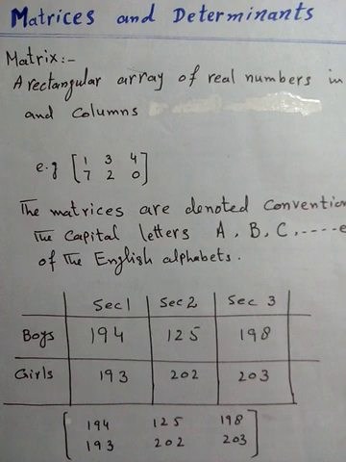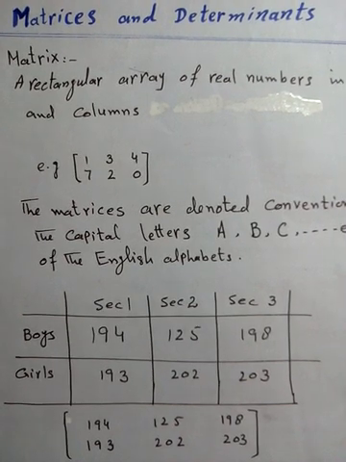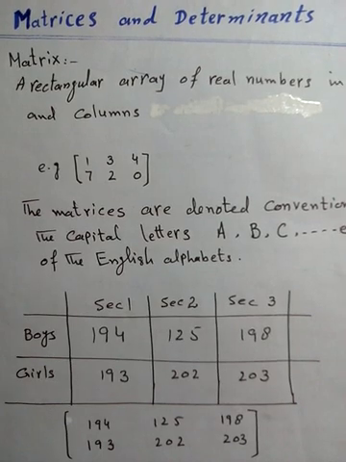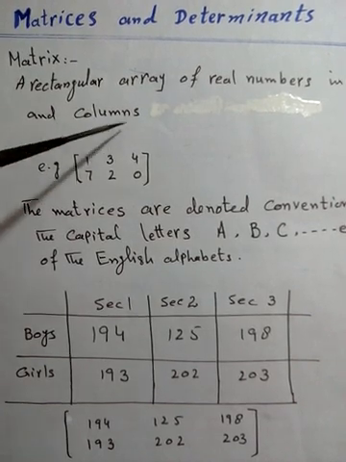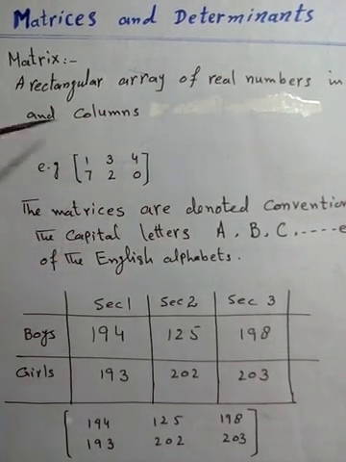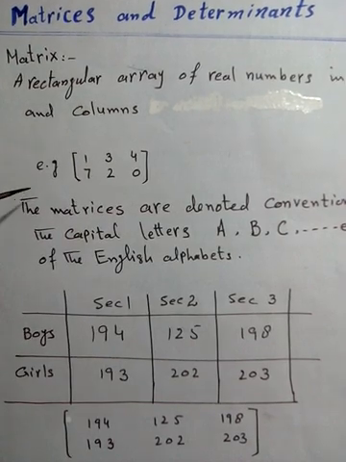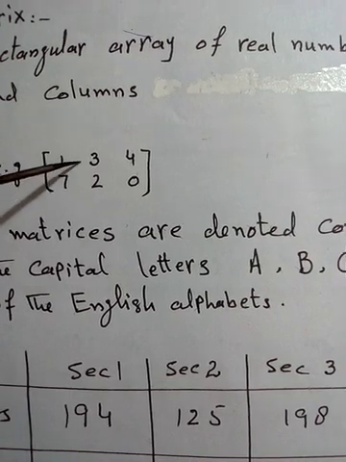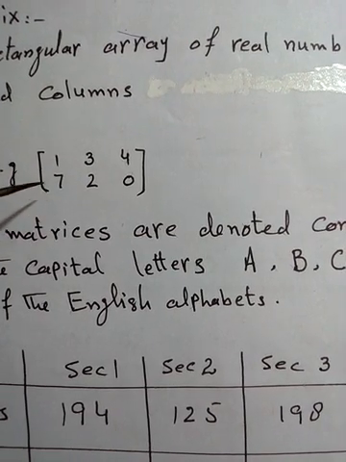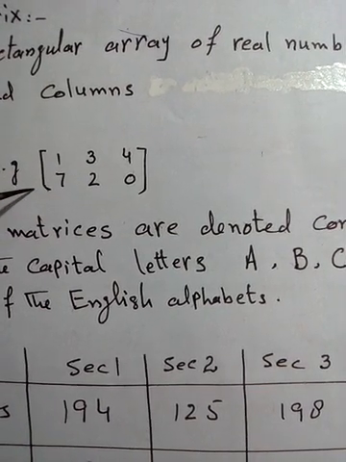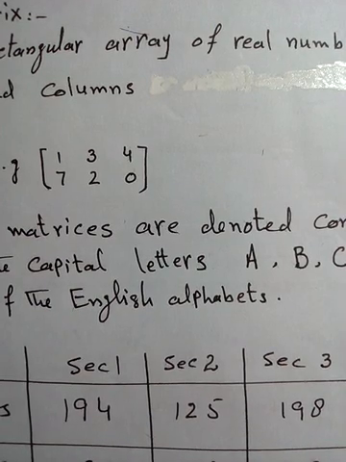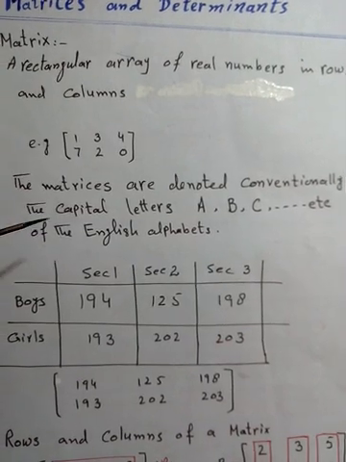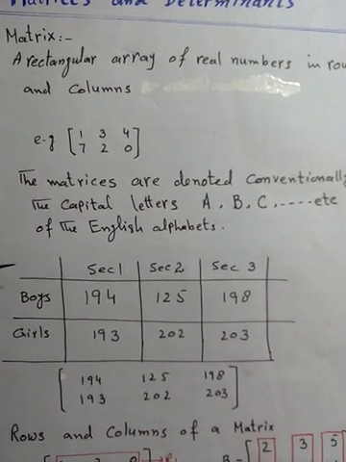Today we discuss matrices and determinants. First of all, we discuss the definition of the matrix: a rectangular array of real numbers in rows and columns. One example is given. These elements, 1, 3, 4, 7, 2, 0, are arranged and enclosed in a bracket. This is known as a matrix. Matrices are often denoted by capital letters of the English alphabet.